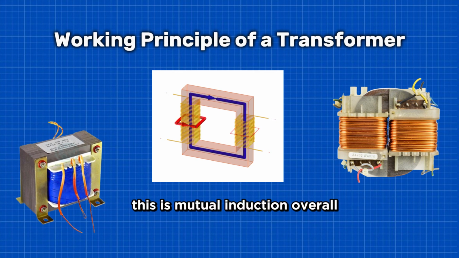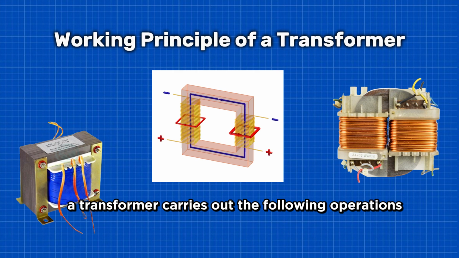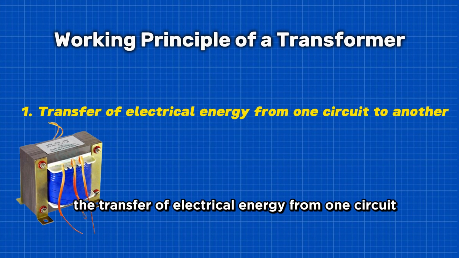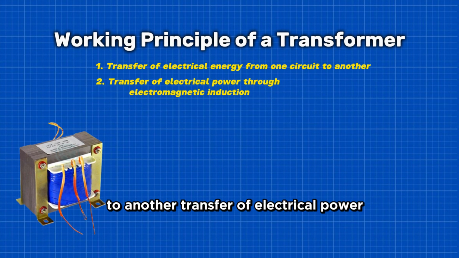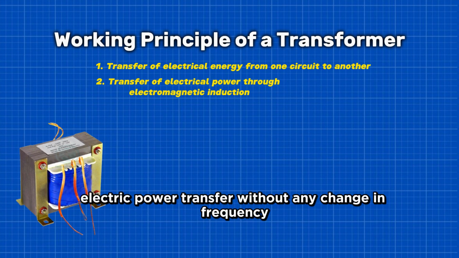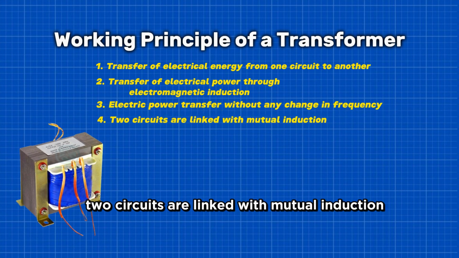This is mutual induction. Overall, a transformer carries out the following operations: the transfer of electrical energy from one circuit to another, transfer of electrical power through electromagnetic induction, and electric power transfer without any change in frequency. The two circuits are linked with mutual induction.